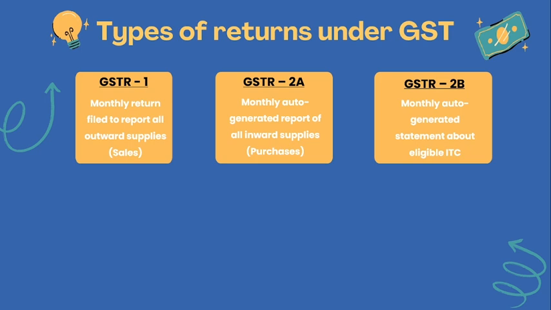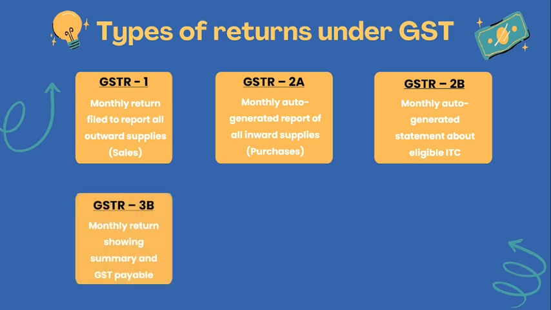It is generated on the 14th of the next month and provides a reliable record of ITC that can be claimed in GSTR3B. It shows eligible, ineligible, and blocked ITC, helping taxpayers avoid mistakes when filing returns. GSTR2B is essentially a helpful tool for ITC reconciliation and accurate GST compliance.